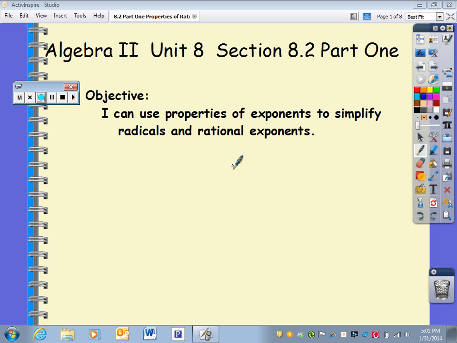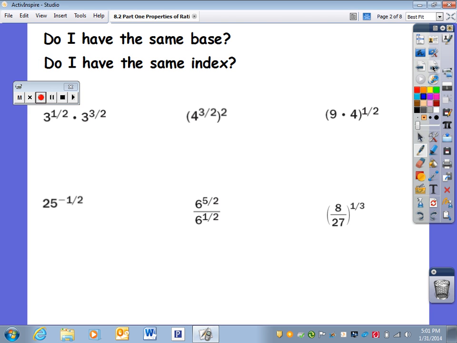In this lesson, we are going to be working with properties of exponents to be able to simplify radicals and to simplify rational exponents. We will also be doing some division and multiplication. Let's start with a couple of questions.